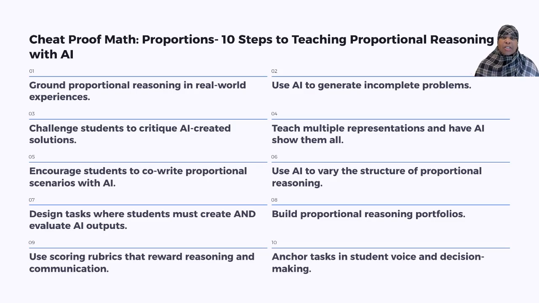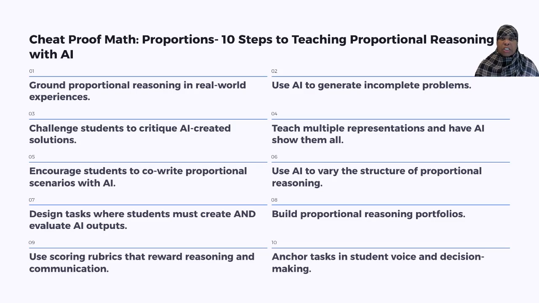Step 3. Challenge students to critique AI-created solutions. You can have students prompt their AI with, "Explain how to solve this. 3 pencils cost $1.50. How much would 7 cost?" Then ask students to identify if the solution was clear. What assumptions did they make? Could it be explained in another way? They now become mathematical critics, which is a crucial skill in the AI era.